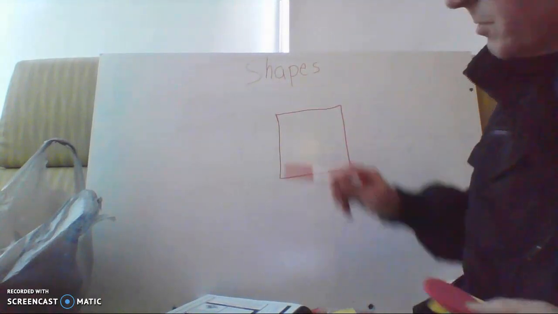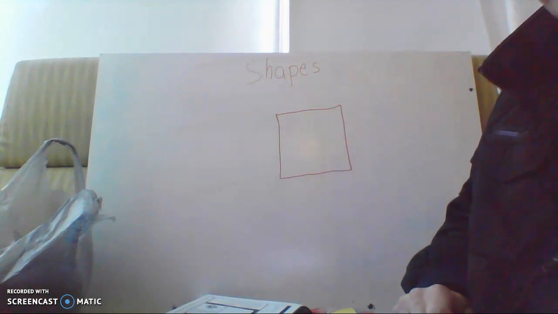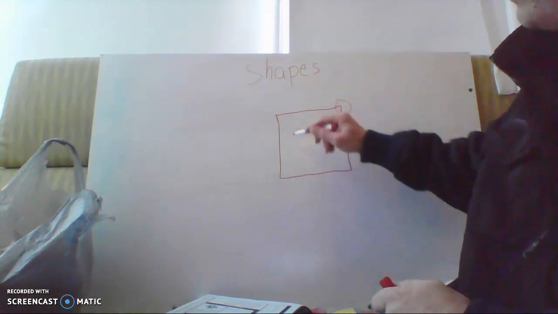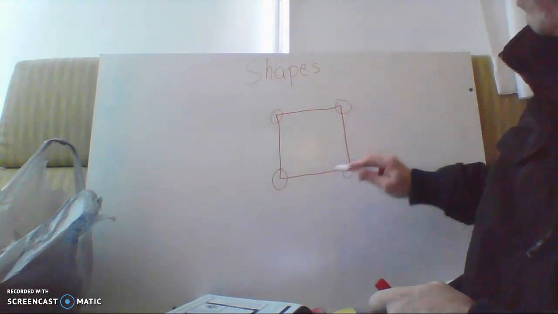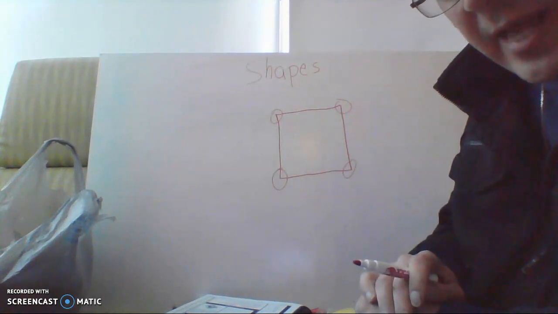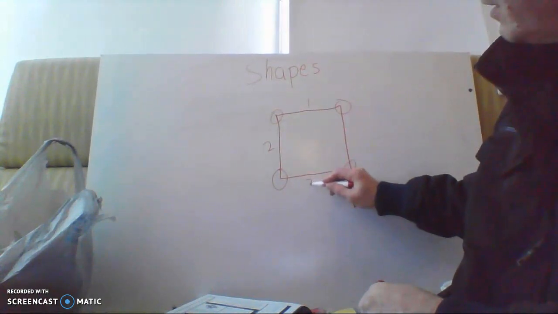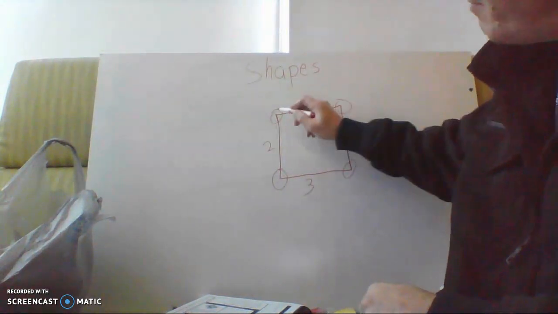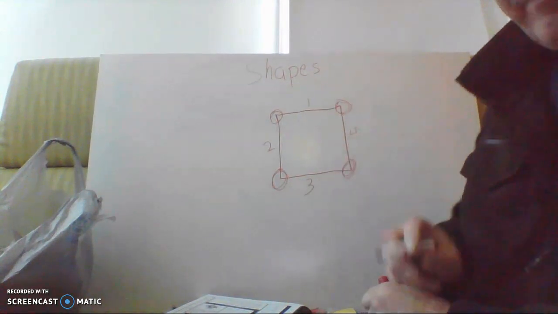Well, a square has some straight lines, doesn't it? A square has straight lines, and it's got corners, doesn't it? How many corners does a square have? 1, 2, 3, and 4, doesn't it? It has 4 corners. And how many straight lines does it have? Let's count them. 1, 2, 3, and 4. Do you notice the amount of corners and the amount of lines are the same?